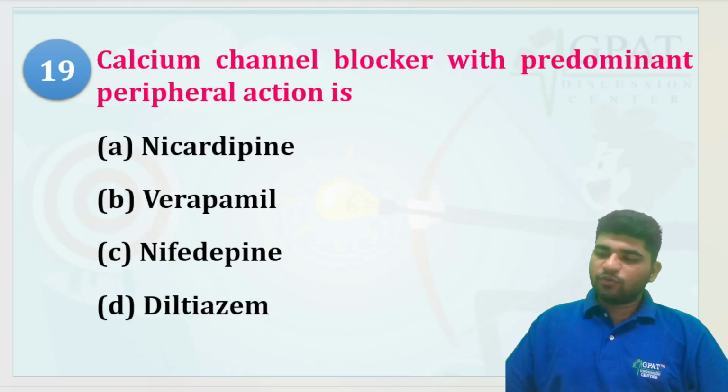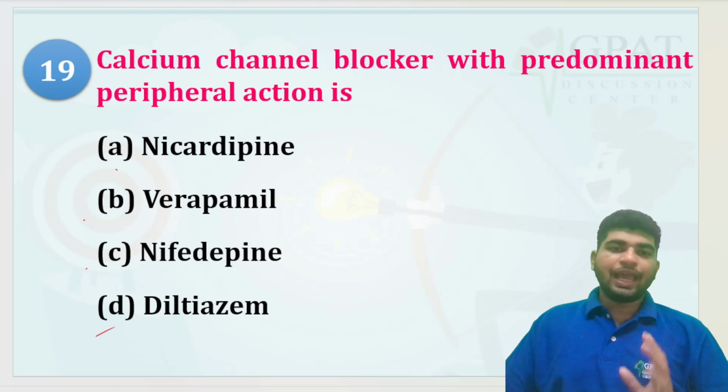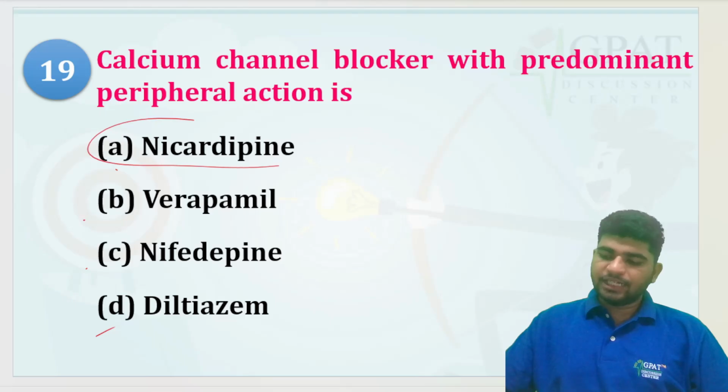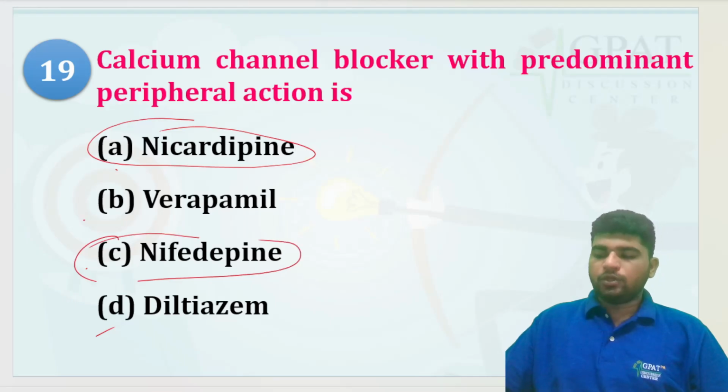Calcium channel blocker with predominant peripheral action is? This is a nice question. Nicardipine, verapamil, nifedipine, diltiazem. Out of these, one drug predominantly acts with a peripheral action. Nicardipine, yes, it may cause peripheral action, but not to the extent that nifedipine does. Nifedipine is a calcium channel blocker with predominant peripheral action.